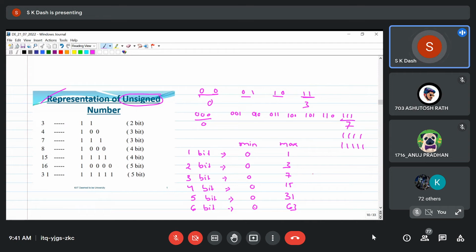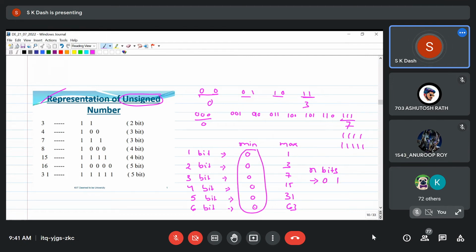So now, if I generalize this, if I write n number of bits, then if it is an unsigned number, what can we represent? Obviously minimum is 0, so 0 to what will be the maximum? 2 to the power n minus 1. Okay, so remember this. When you have n number of bits, 2 to the power n possible combinations are there. Possible combinations are always 2 to the power n.